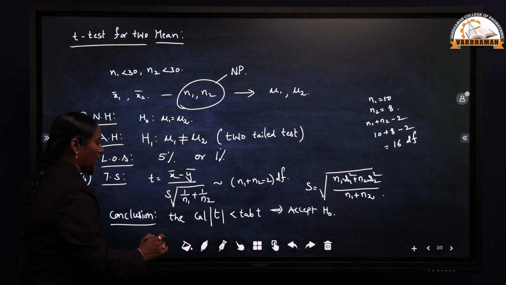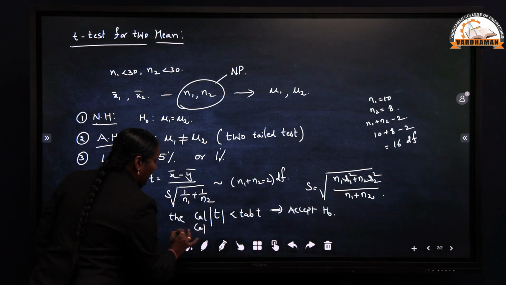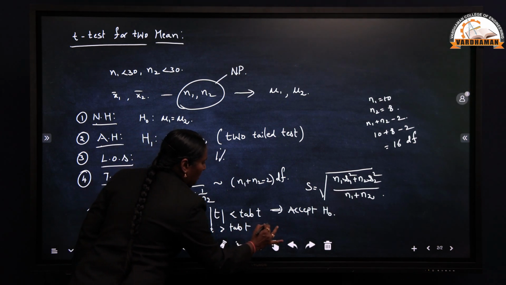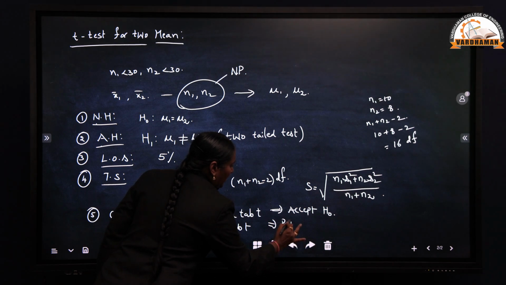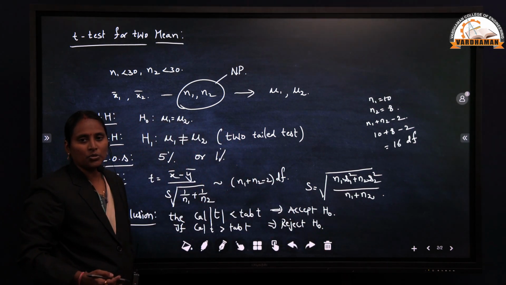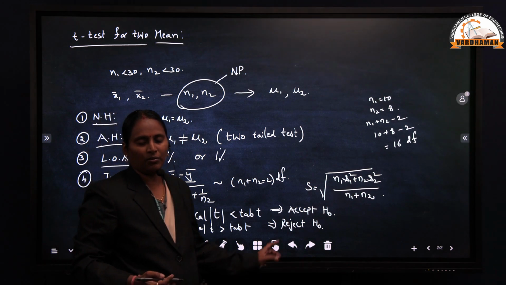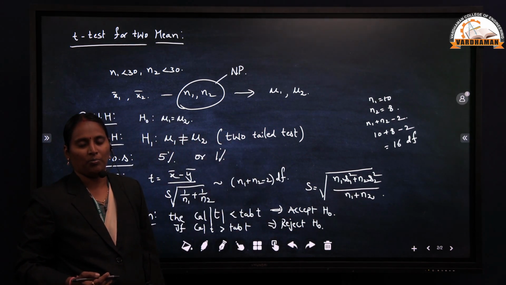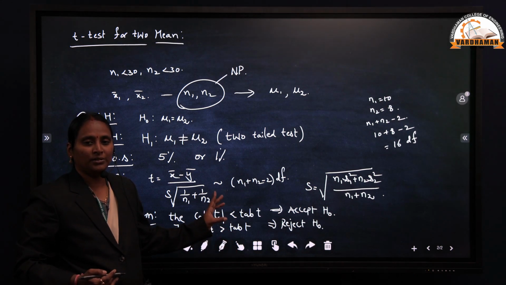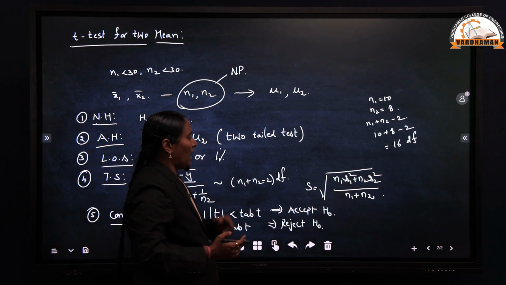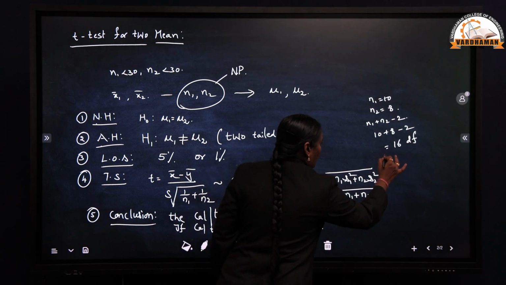In the other case, if the calculated value of t is greater than the tabulated value of t, we have to reject H naught. It means that there is some significant difference between the two samples, and these samples have not been drawn from the same normal population. So this is the process of the t-test for single mean and two means.